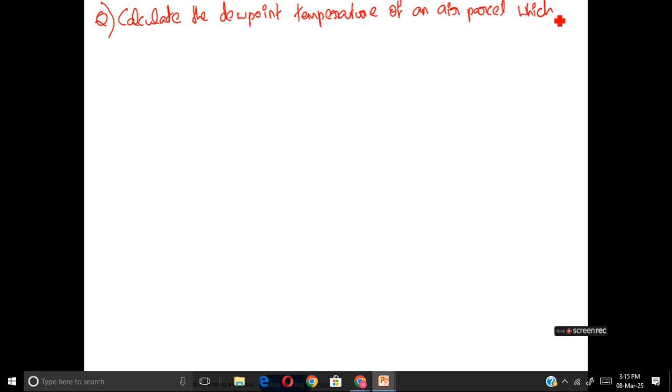So, the question is: calculate the dew point temperature of an air parcel which has mixing ratio R is equal to 22 gram per kilogram. The mixing ratio can be written as both R and W, so if you see the notation W, that is also R.